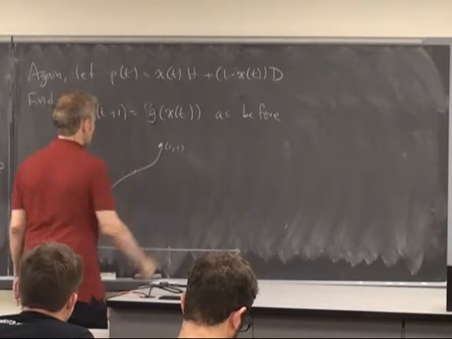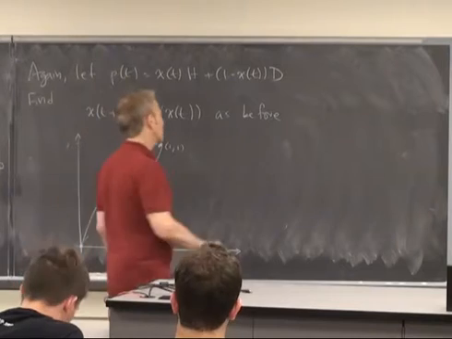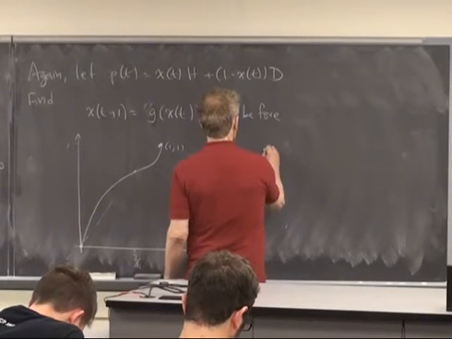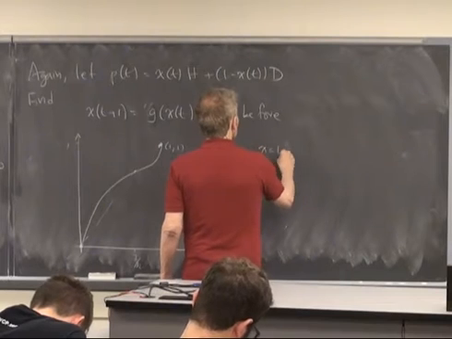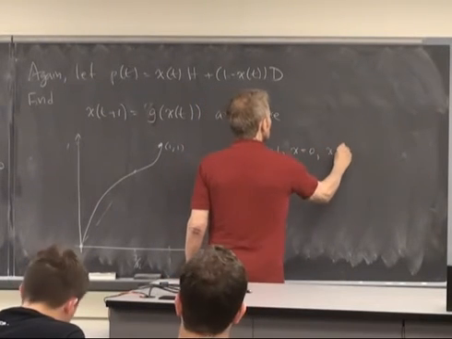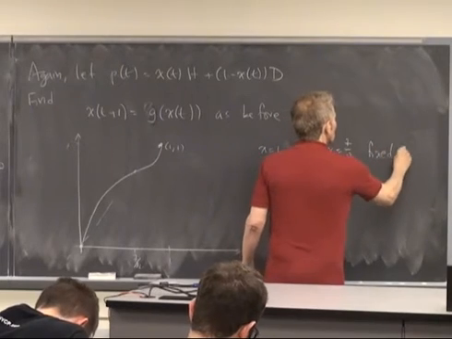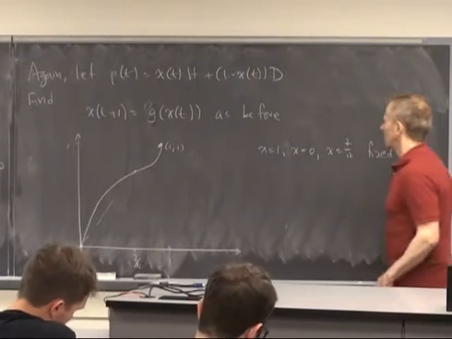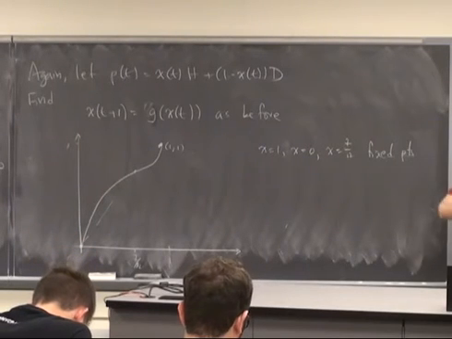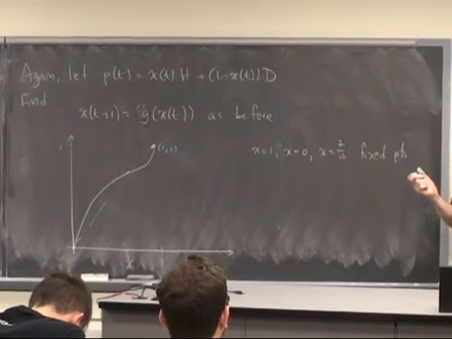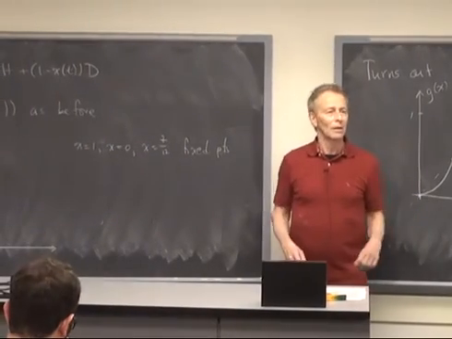This is what the G looks like. Again, you have 3 fixed points, just as you had for the symmetrized battle of the sexes. X equals 1, x equals 0, and x equals 7/12 are fixed. What does x equals 1 correspond to in population terms? It corresponds to everybody's a hawk. X equals 0 corresponds to everybody's a dove.